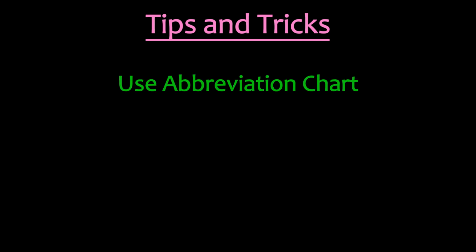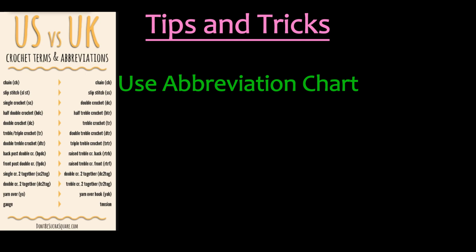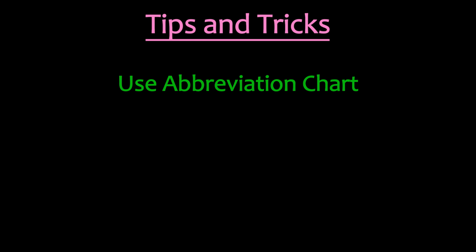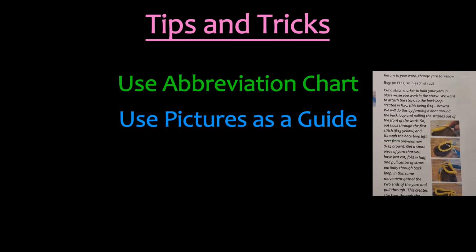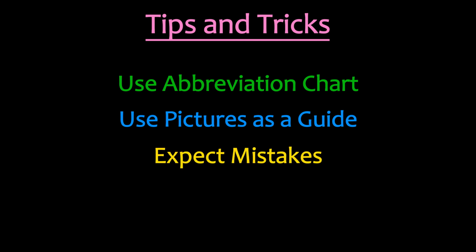So this takes us nicely into the first part of the tutorial: tips and tricks to remember when reading a pattern. I would have an abbreviation chart with you, especially at the beginning. Once you are a seasoned pattern reader, you shouldn't need one. And if the pattern has pictures, use them as a guide as you progress. Expect typos or mistakes. A simple mistake from the pattern writer can be incredibly confusing for someone learning and can fill you with lots of self-doubt. You can always ask the crocheting community, they're incredibly kind and helpful.